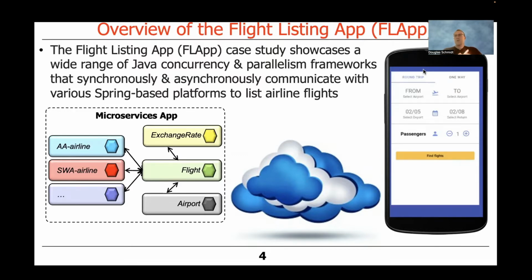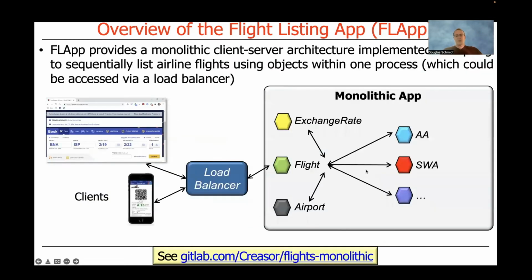And it's kind of loosely based on the Southwest app that you would find on iPhone or iOS, sorry, iPhone or Android. And basically what you do is you put in the airports you want to go to and the dates you want to go, and then it'll come back and find all the flights that match that.